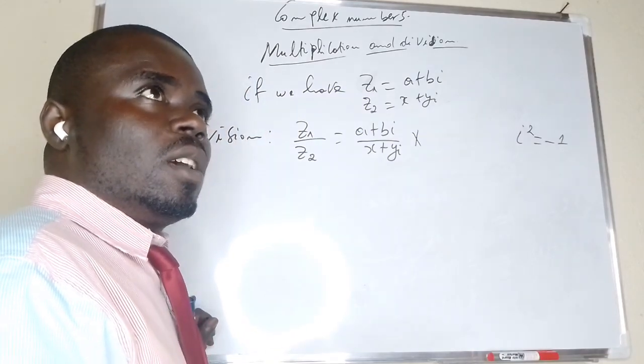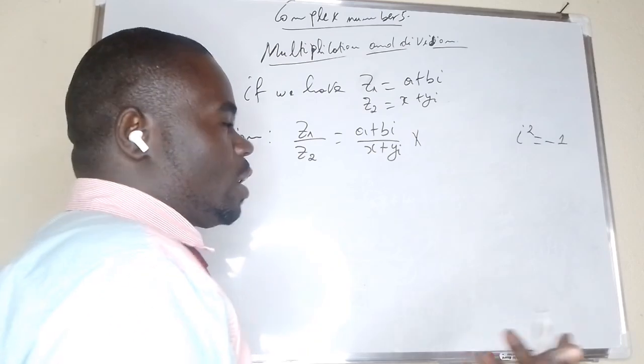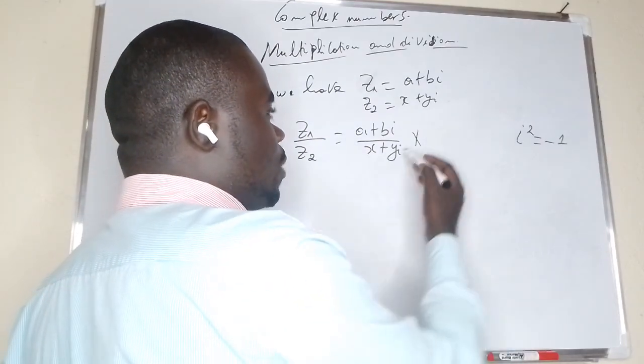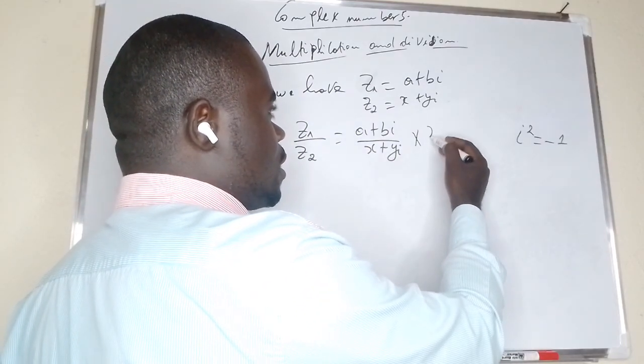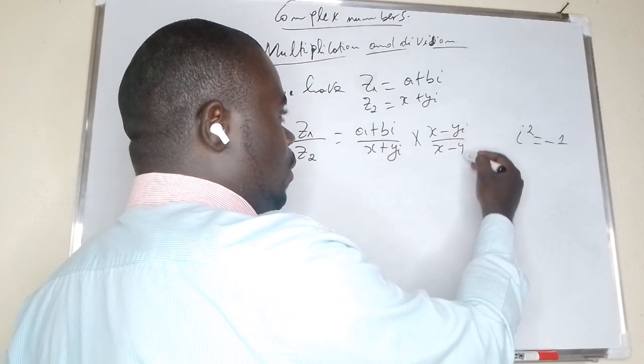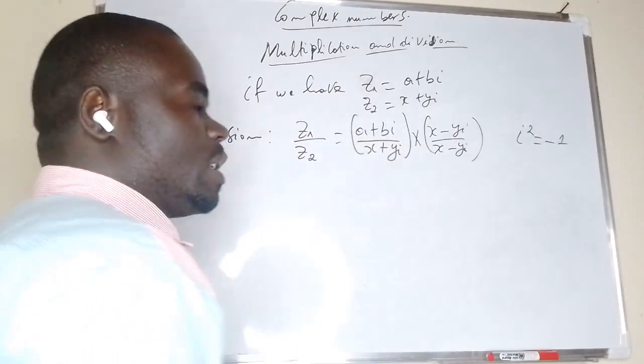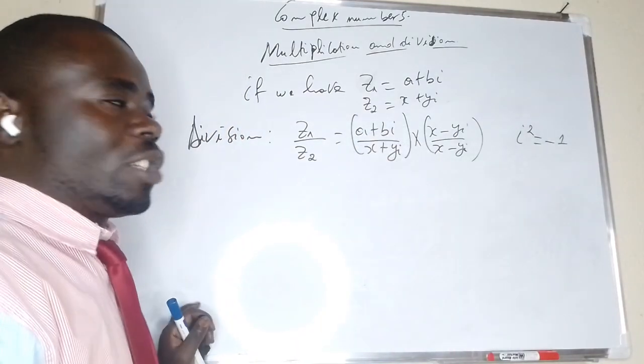Hope that you have seen how to find the conjugate in the previous videos. You will check. There is no problem. So we multiply by the conjugate of this denominator, which is x negative yi over x negative yi. This is the conjugate, and this is normally called rationalization.